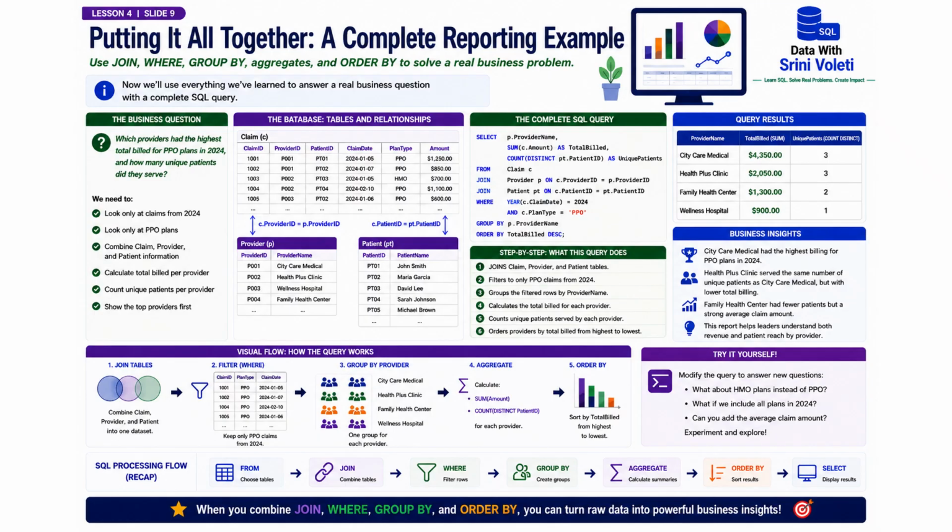Every complex SQL report follows the same logical process. FROM gathers the data, JOIN combines related tables, WHERE filters the rows, GROUP BY creates the groups, aggregate functions calculate the summaries, ORDER BY sorts the final report, SELECT displays the finished result. No matter how complicated your reports become, this workflow stays the same.